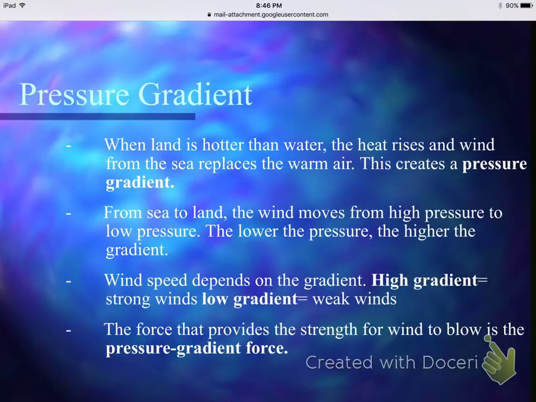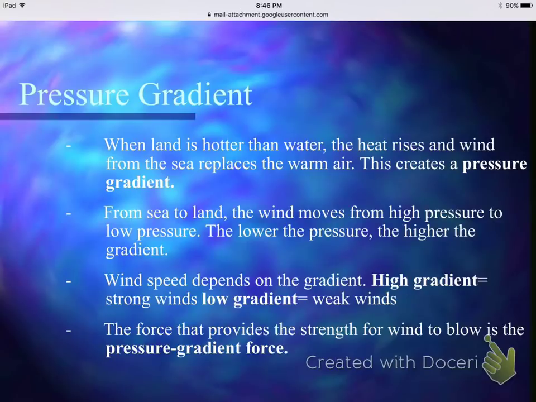Now, when we look at wind and we look at temperature and air pressure, there's something called a pressure gradient that you guys need to know about. So whenever land is hotter than water, so that's our sea breeze, that's during the daytime, the heat rises and then the wind from the sea replaces that warm air. When that happens, there's a pressure gradient that occurs. From sea to land, so from ocean to the sand, the wind moves from high pressure to low pressure. Now, the lower the pressure, the higher the gradient. It's an opposite relationship, all right?